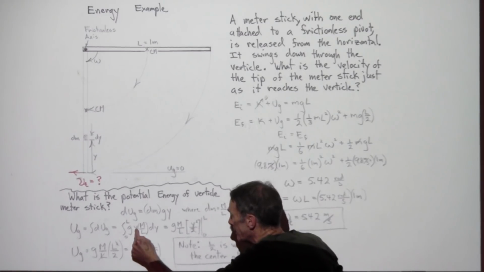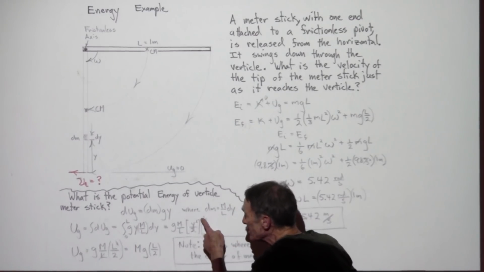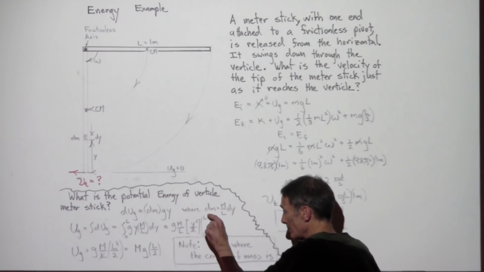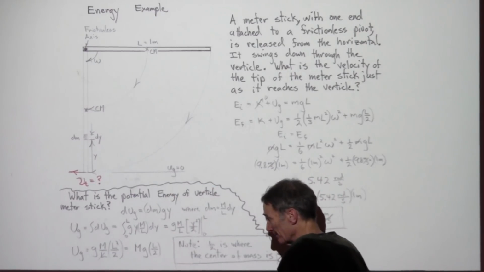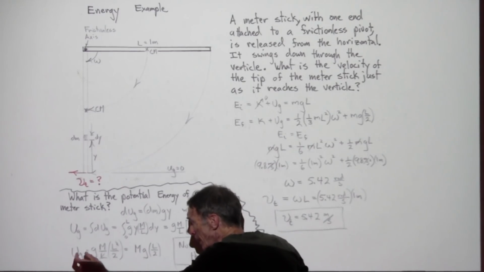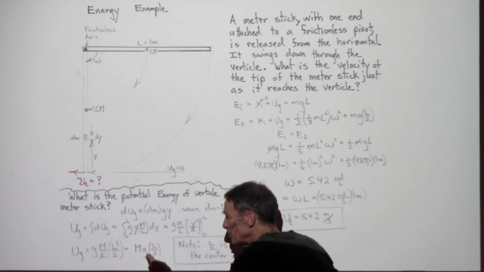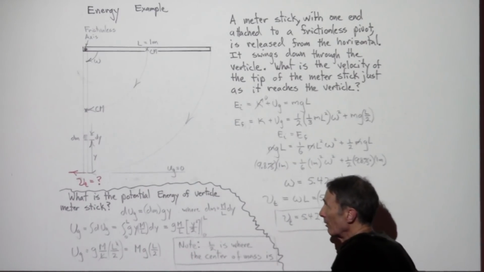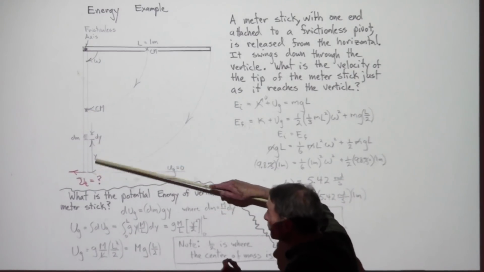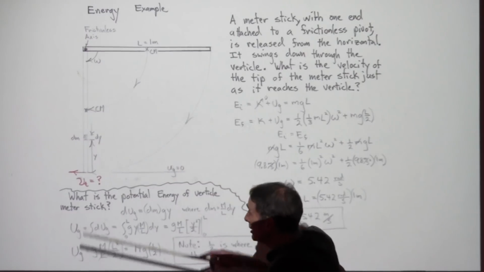When we integrate the y, that's going to become y squared over 2. We need to integrate from 0 to L, so the whole length of the stick. And we can get the potential energy due to gravity is going to be equal to mgL over 2 is the result.